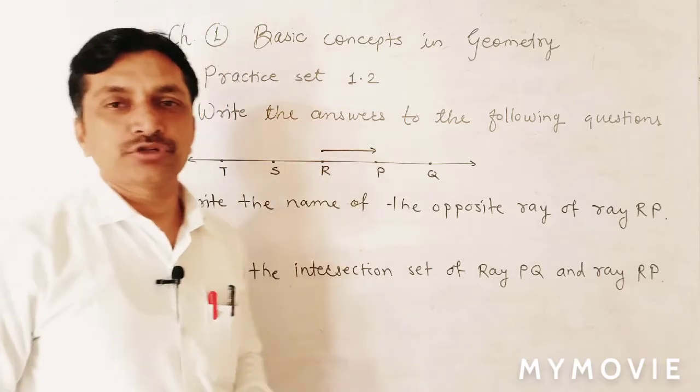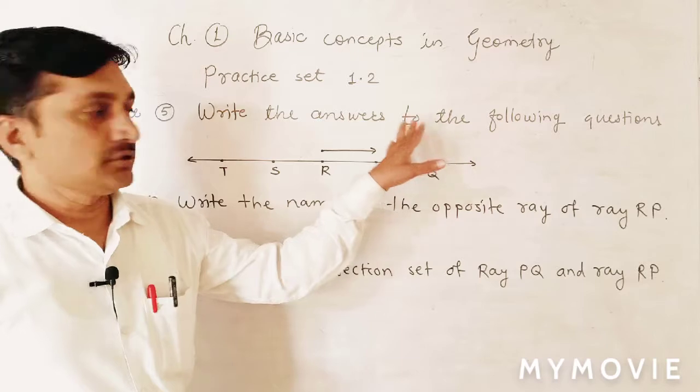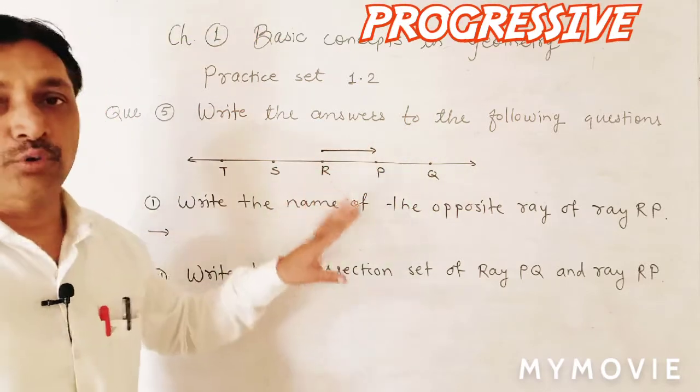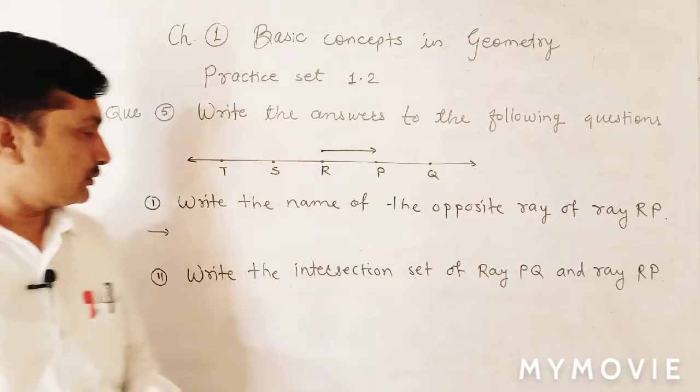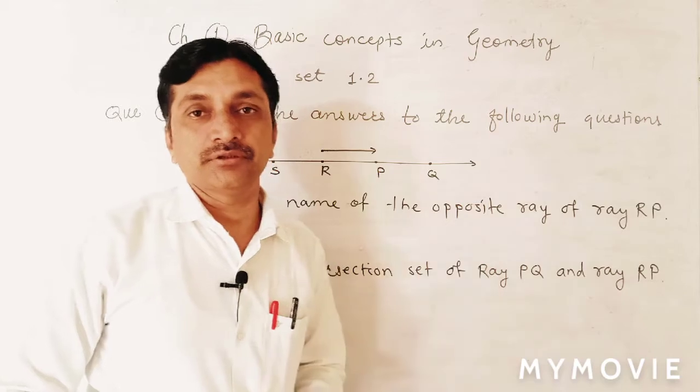Dear friends, after question number 4, there is question number 5. Write the answers to the following questions. Now here one number line is shown, and with the help of this number line we have to write answers of some questions. Now let's see first. Write the name of the opposite ray of ray RP.